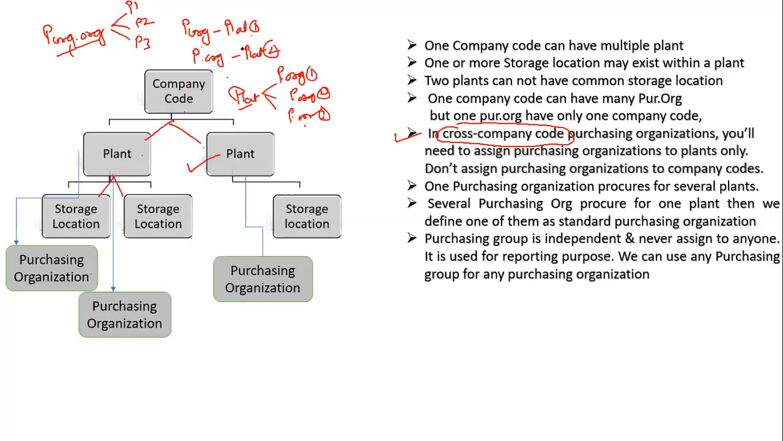And we have seen the last one, the purchasing group, which is independent and which we do not assign to anyone. It is just for reporting purposes, and we can use any purchasing group for any purchasing organization, as we don't assign it. It is for our internal purposes, for reporting only.